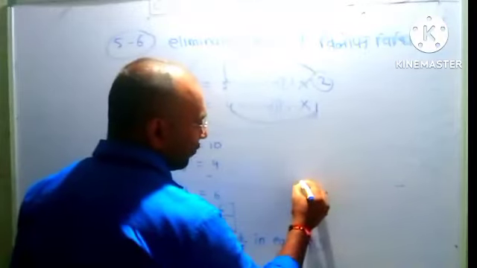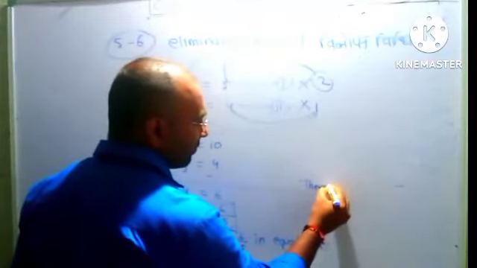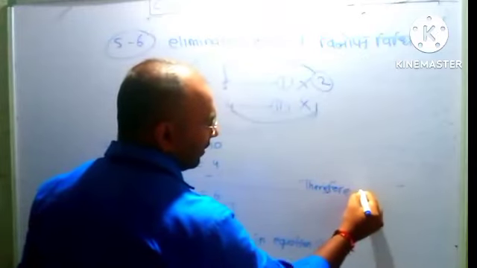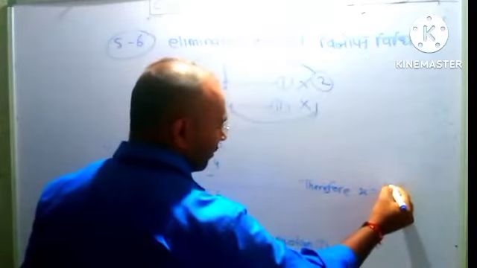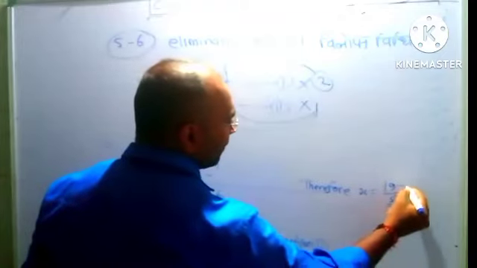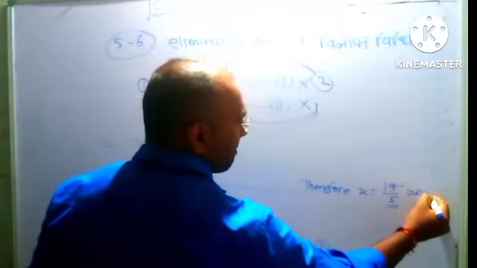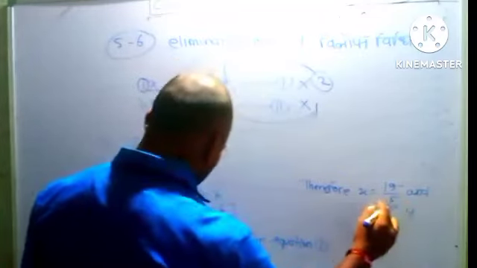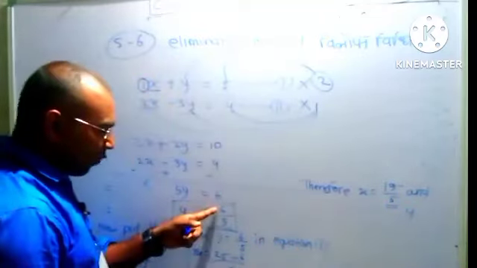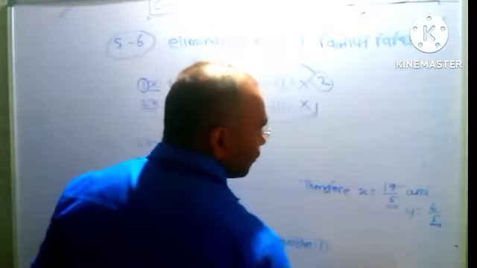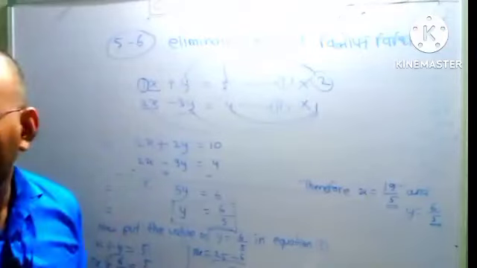So you can write, therefore, x is equals to 19 by 5, and y is equals to 6 by 5. So this is called the elimination method.